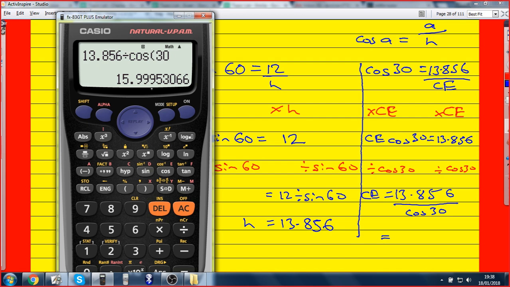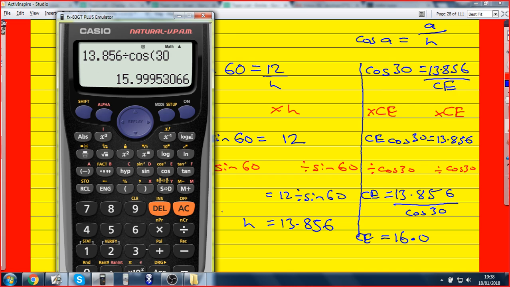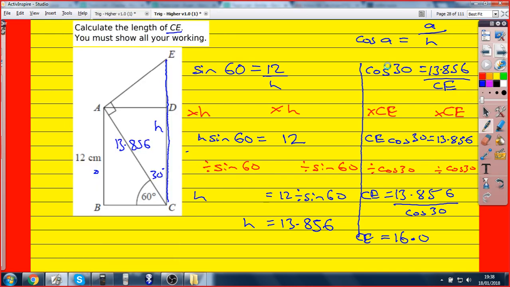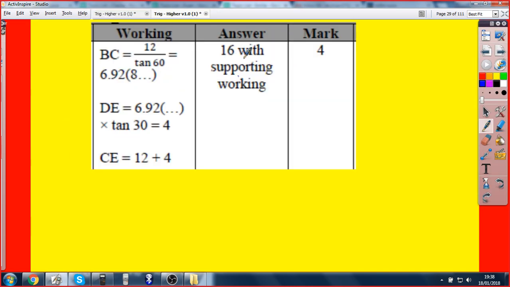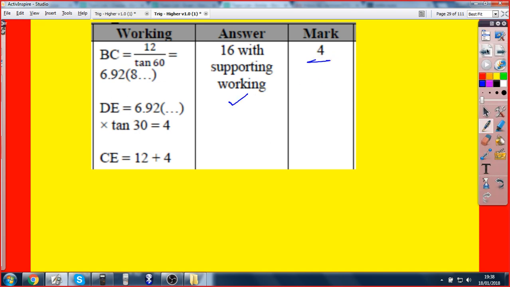No. If something costs £15.99 and you round it up, what does it cost? Oh, it goes to £16. Yeah, so the 1 actually goes over the decimal point. And the way you would write that is 16.0. And that's 4 marks.